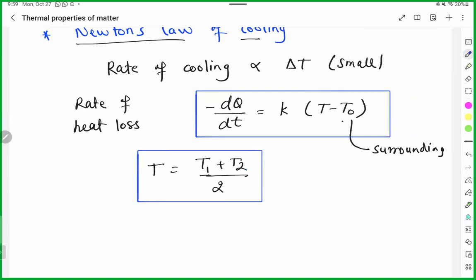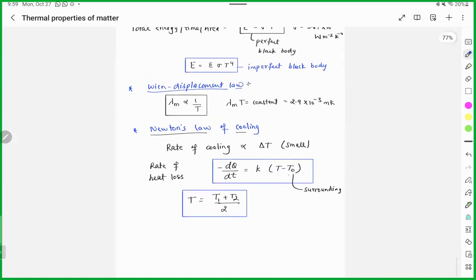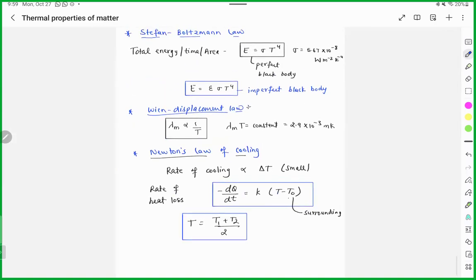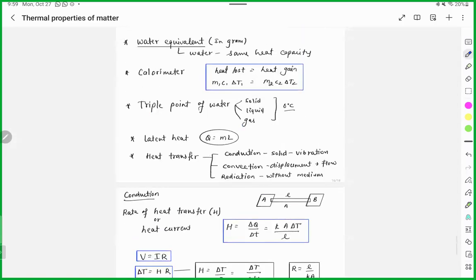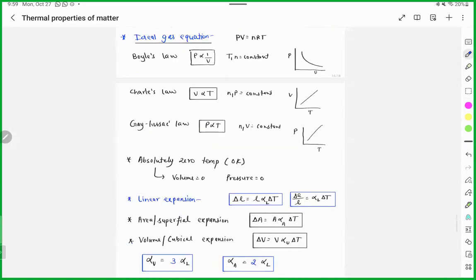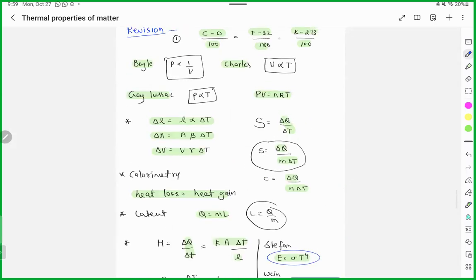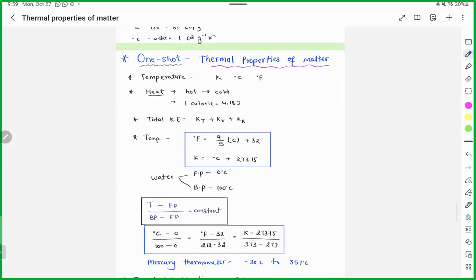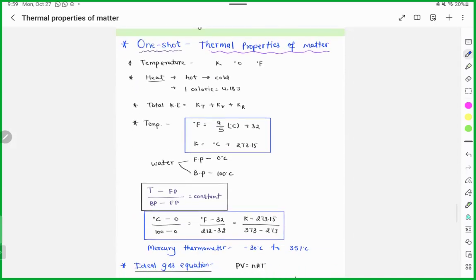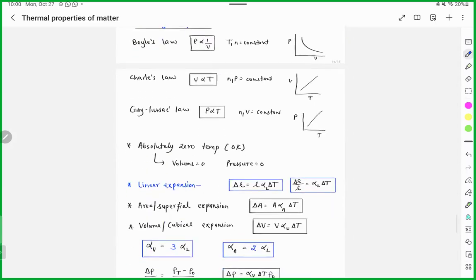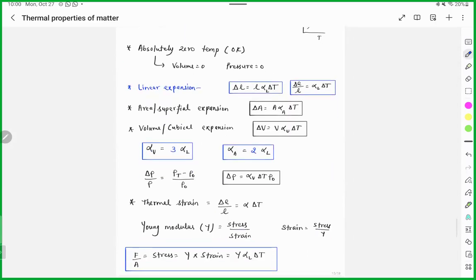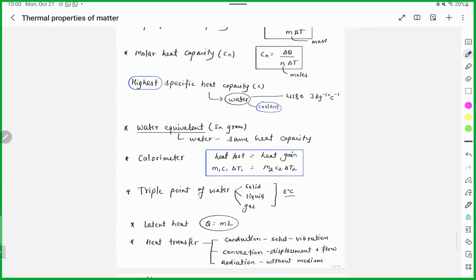Okay. So we took exactly 29 minutes to revise this full chapter. Tell me guys, was it really difficult? No, sir. No. So this was the one shot of the thermal property of matter. Now we can solve questions from this.